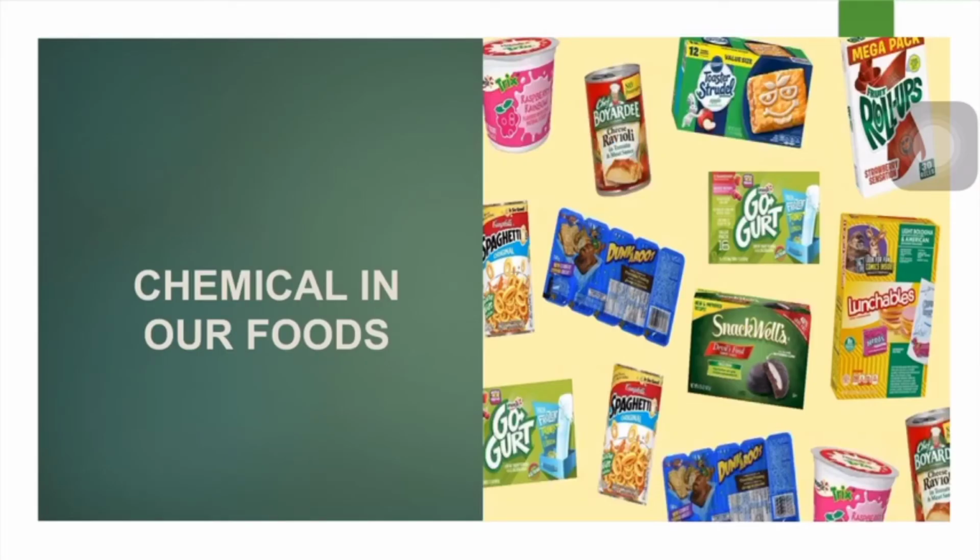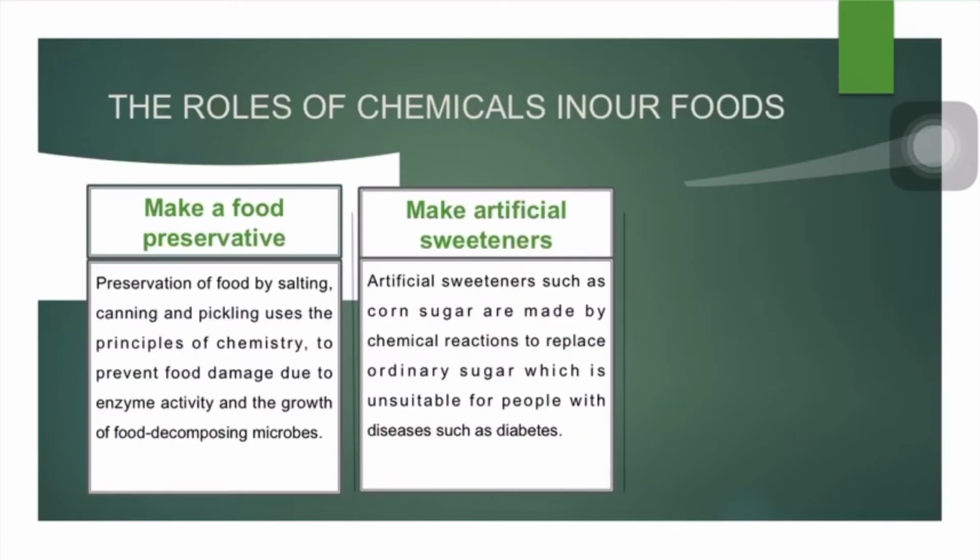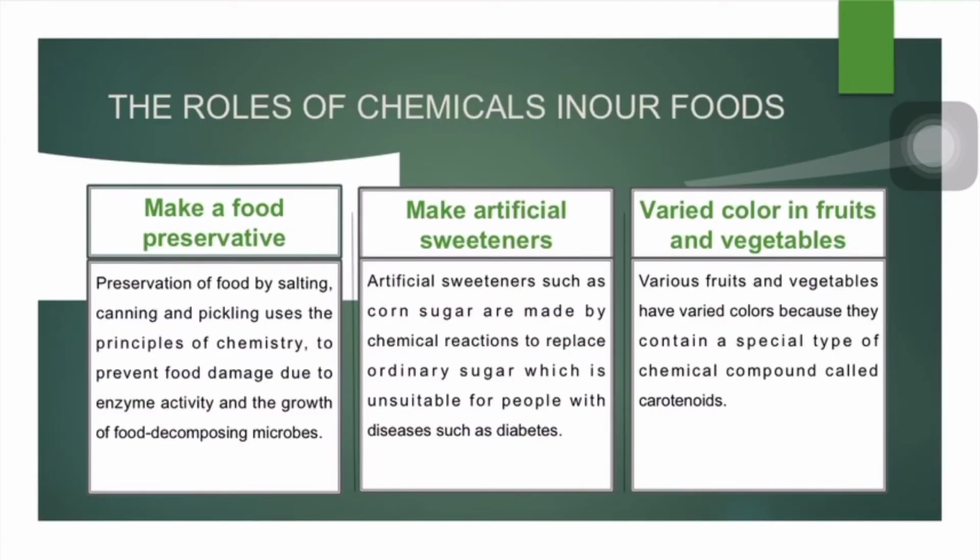Okay, we move to our main material for today. It's about chemicals in our foods. Jadi kimia dalam makanan kita. So, di sini Miss memberikan beberapa peran kimia dalam makanan kita. Yang pertama, kimia itu berperan dalam membuat food preservative atau pengawet makanan.